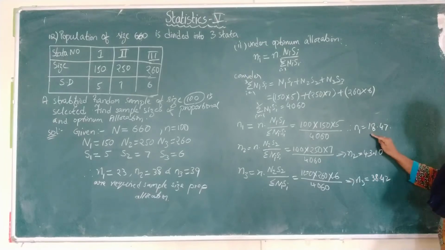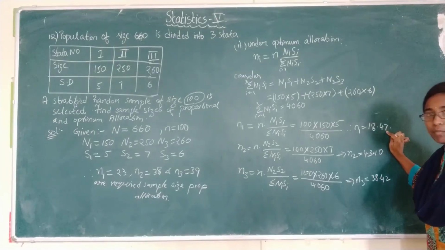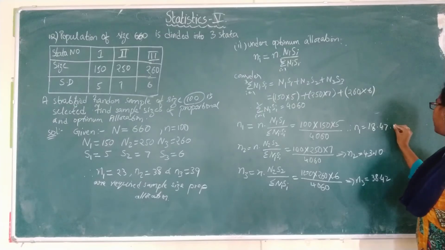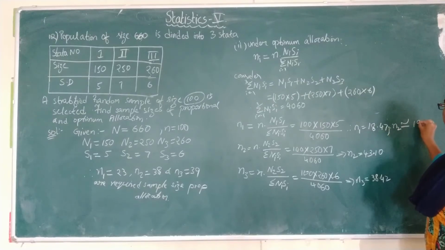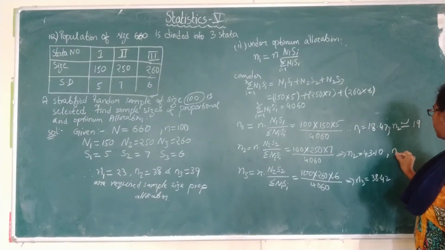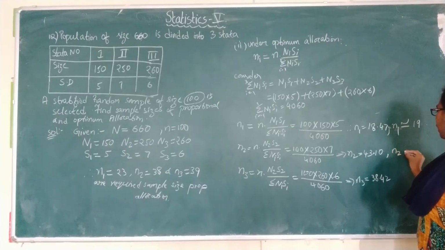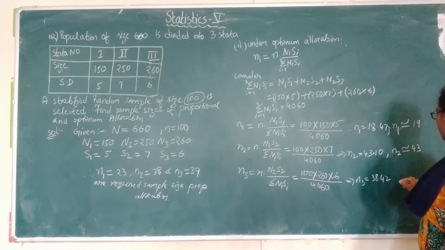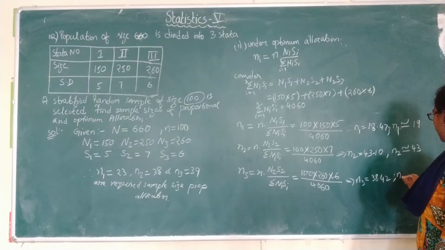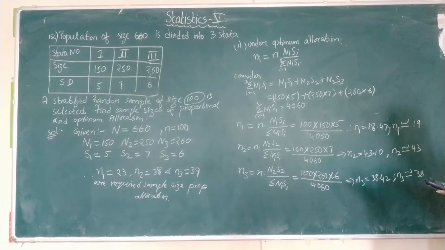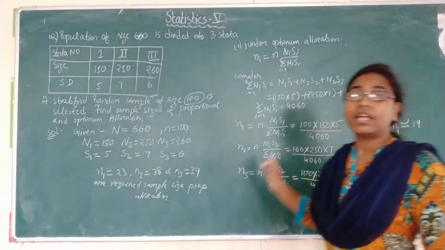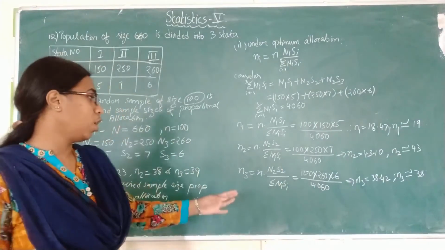Now round off the values. If you observe, it is 18.47, that means approximately 18.5. So 18.5 means you can take it as 19. So n1 is approximately 19, n2 is approximately 43, and similarly n3 is approximately 38. Now add these values, you have to get 100, that is 38 plus 43 plus 19. You will be getting the value as 100.